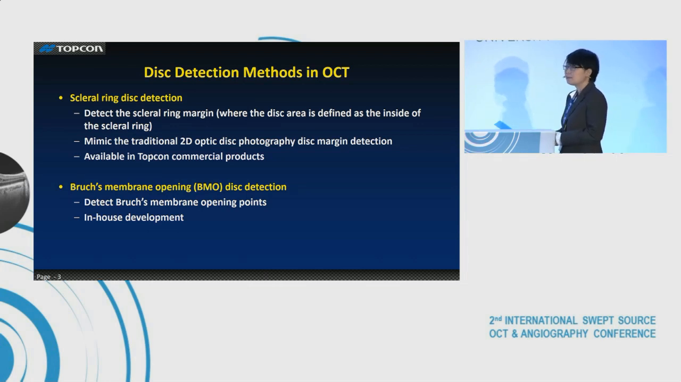And another very popular disc detection method is Bruch's membrane opening-based disc detection. It is to detect the Bruch's membrane opening points. Zeiss and Heidelberg have the BMO-based disc detection. And for Topcon, our BMO-based disc detection is still under development.